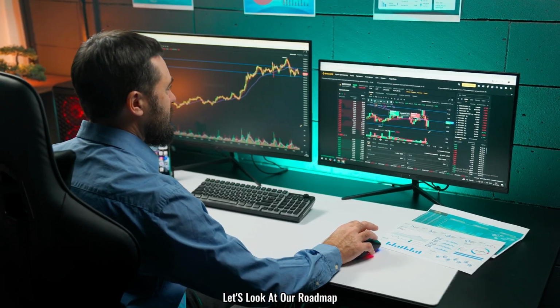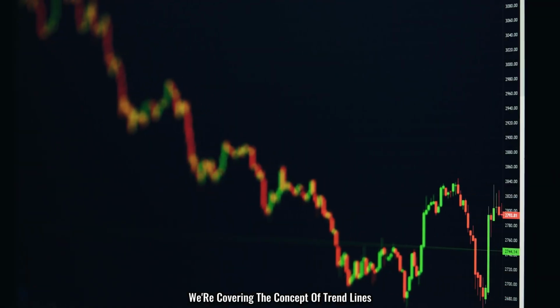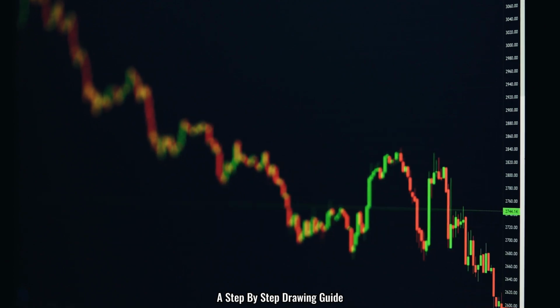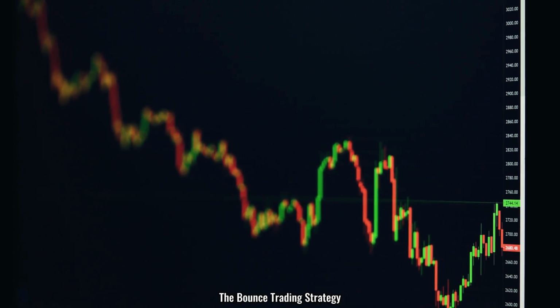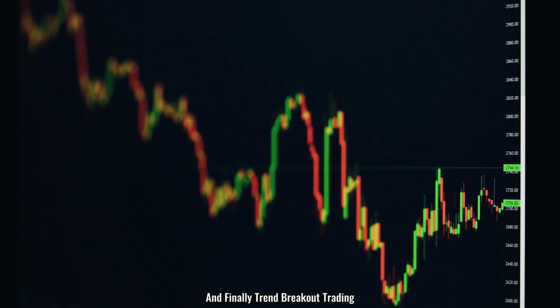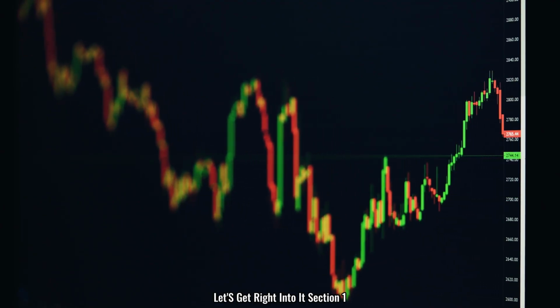Alright, let's look at our roadmap. We're covering the concept of trend lines, a step-by-step drawing guide, principles for connecting points, the bounce trading strategy, and finally, trend breakout trading. Let's get right into it.